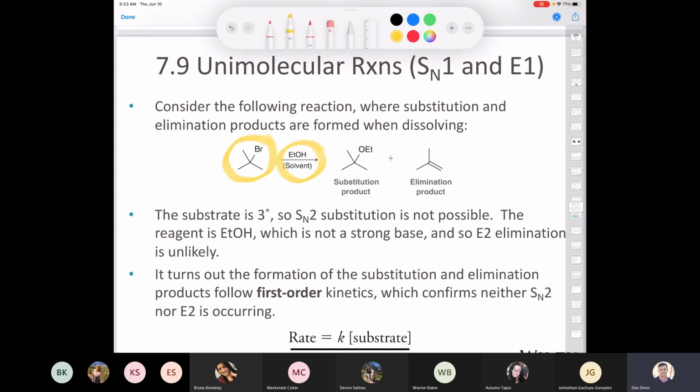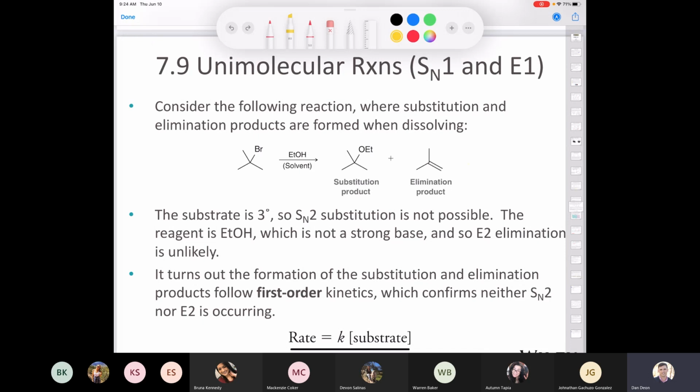So you literally just put the compound in a solvent. Ethanol is the same old ethanol that's found in alcoholic beverages, and you actually end up with two different products. You end up with a substitution product where you substituted the ethoxy group for the bromine, that's one, and you also do an elimination reaction where you make this compound called isobutylene.